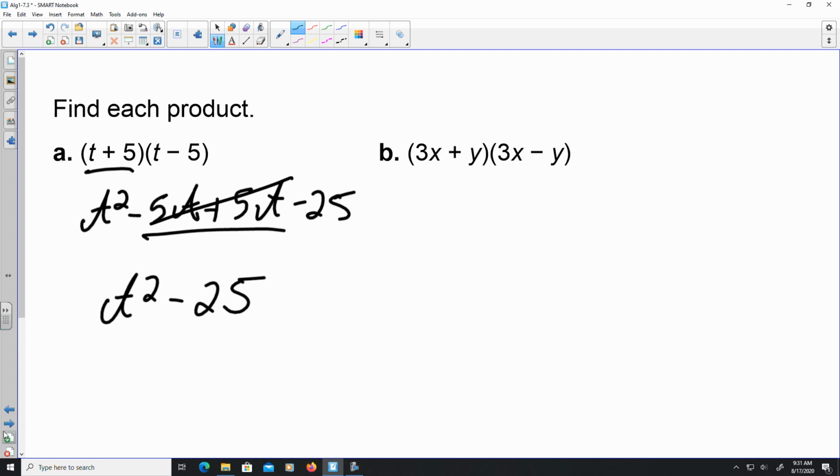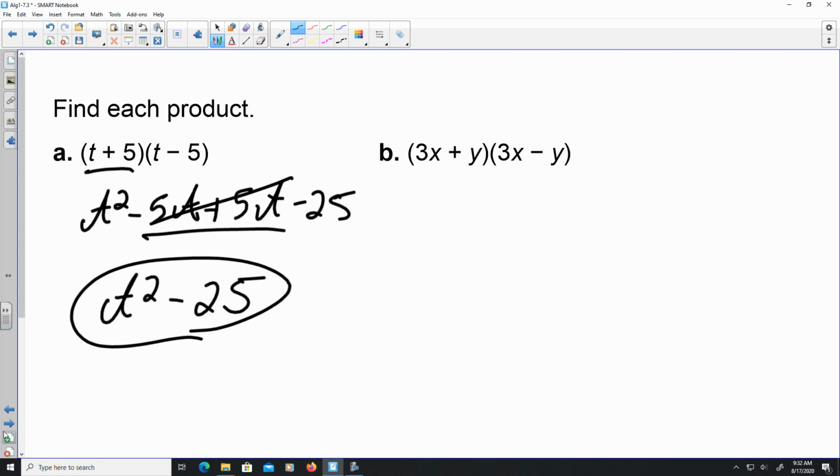So what I like to do is, all right, they're both t's, square them together, you get t squared. 5 and 5, square them together, you get 25, and I know there's subtraction in between them. That's why I prefer that. So 3x and y, one's positive, one's negative. I know it's a sum and difference pattern.